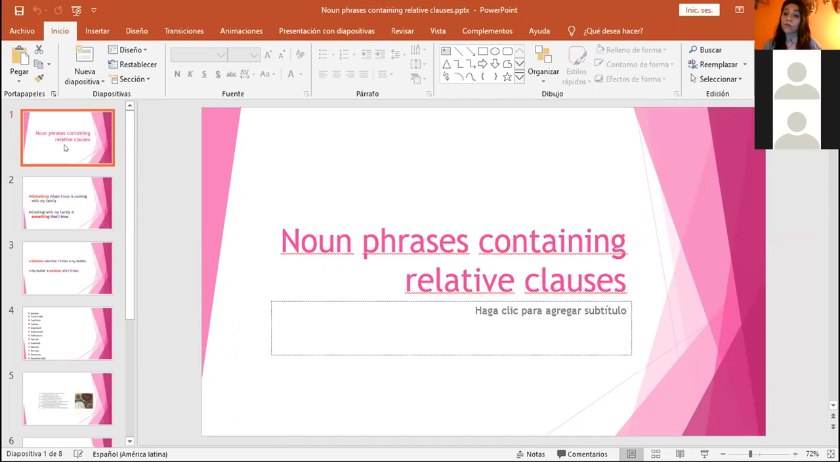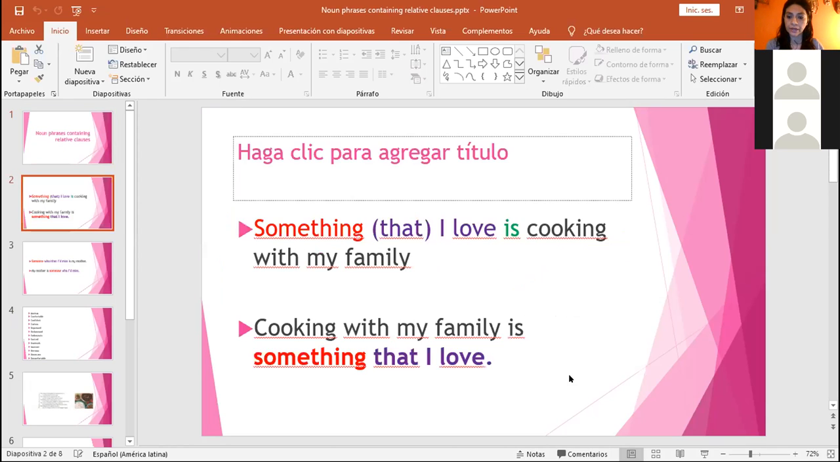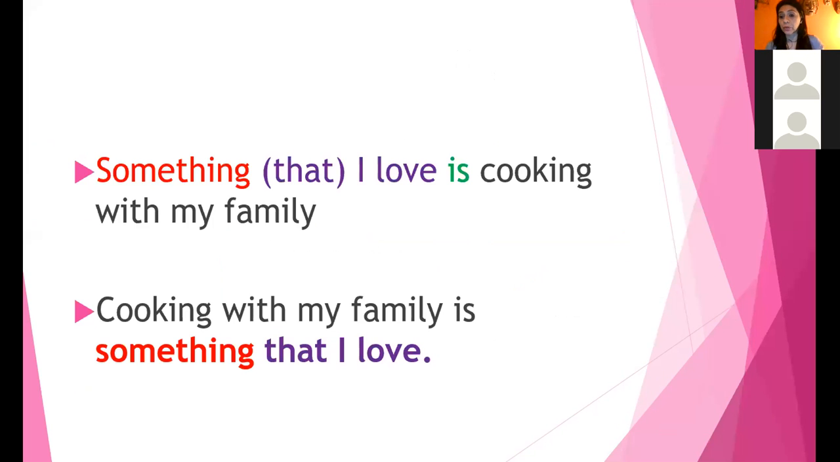Okay, now a noun phrase, Selena, can go at the beginning of my sentence or at the end of my sentence. If it's at the beginning and before the verb be, like this example right here, something that I love, okay, that's my noun phrase, and then you have is. If it's before is, this noun phrase is acting as a subject, okay? And then you have cooking with my family.